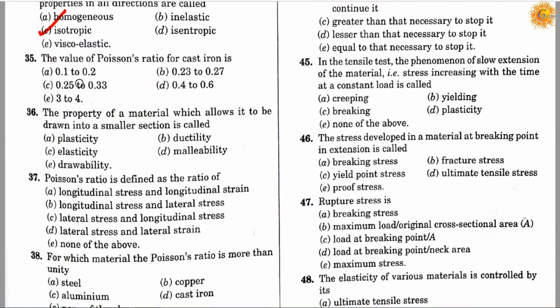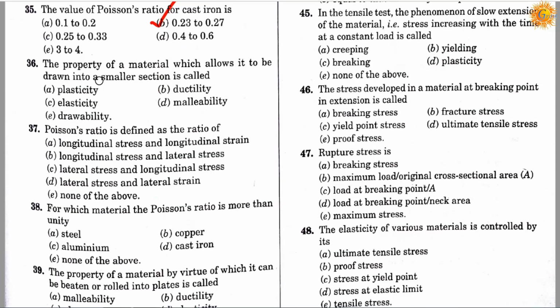Question number 35. The value of Poisson's ratio for cast iron is: option A, 0.1 to 0.2; option B, 0.23 to 0.27; option C, 0.25 to 0.33; option D, 0.4 to 0.6; and option E, 3 to 4. Correct answer is B. It's 0.23 to 0.27.